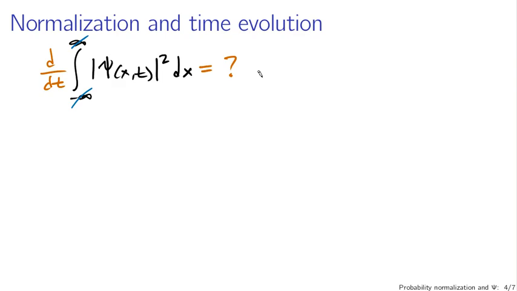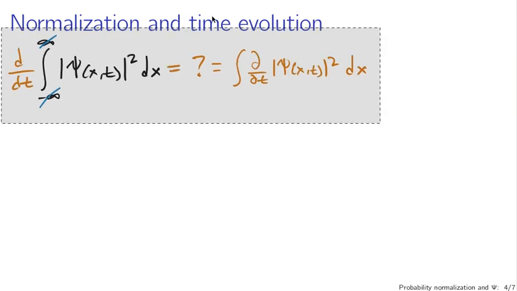So the first thing that we're going to do, pretty much the only thing that we can do with this equation, is we're going to exchange the order of integration and differentiation. Instead of differentiating with respect to time the integral with respect to x, we're going to integrate with respect to x of the time derivative of this psi of x and t quantity squared. Basically, I've just pushed the derivative inside the integral.